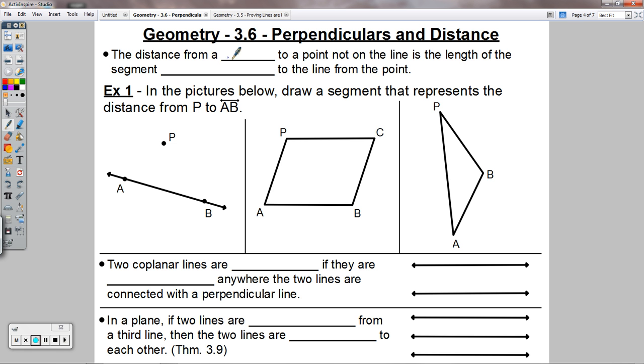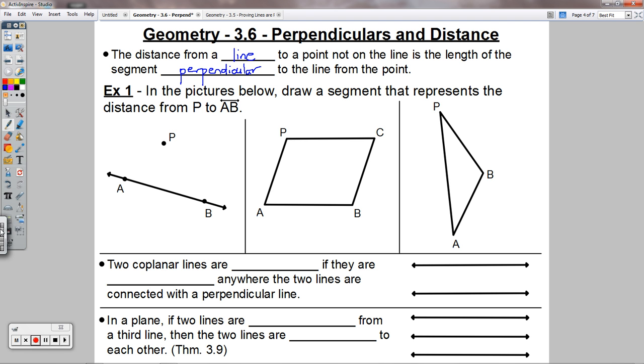So the distance from a line to a point not on the line is the length of the segment perpendicular to the line from the point. So there's the definition, but let's put that to practice here in some examples, or see what that looks like in these examples. So in the pictures below, draw a segment that represents the distance from P to line AB.